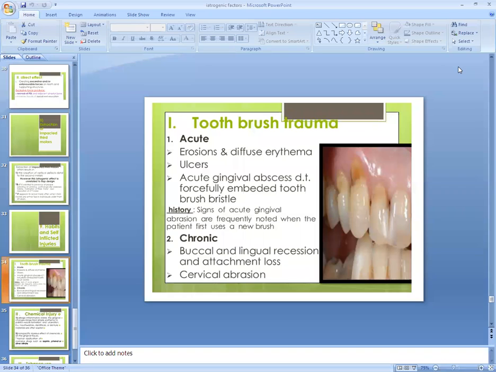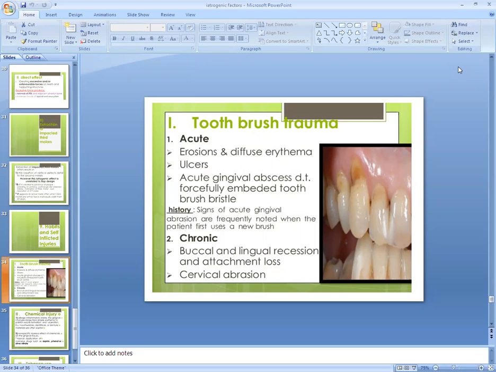So the history of acute trauma: the signs of acute gingival abrasions are frequently noted when the patient first uses a new brush. Chronic trauma from the toothbrush shows as buccal and lingual recessions with attachment loss and severe abrasion. Because of a traumatic toothbrushing technique, two types of trauma occur: the first one is acute and the second one is chronic. So how will I identify acute and chronic toothbrushing trauma?